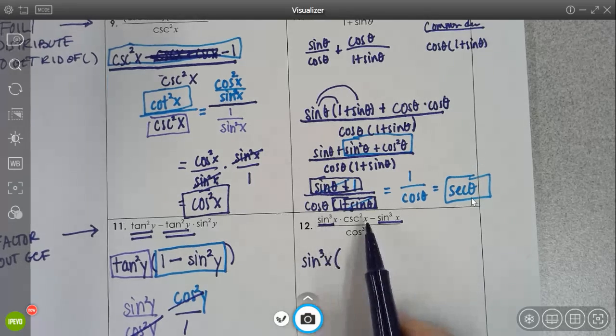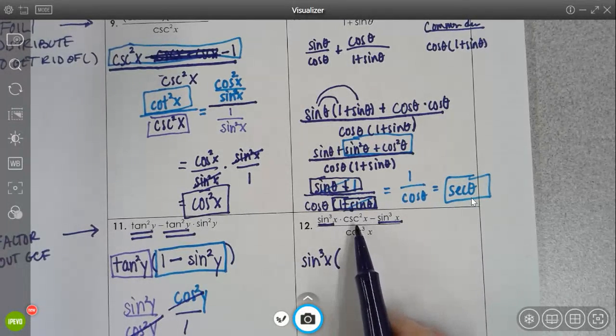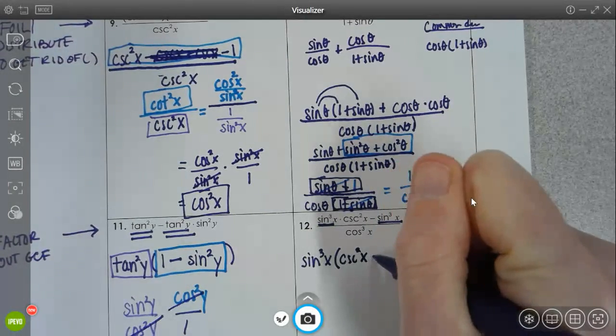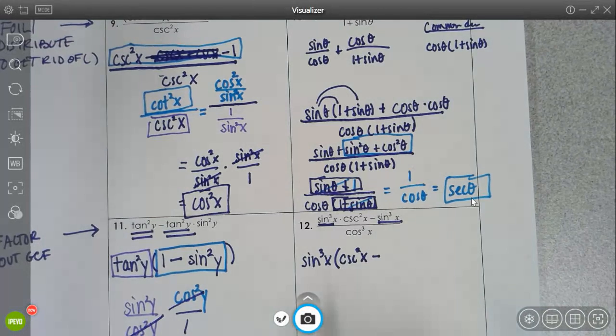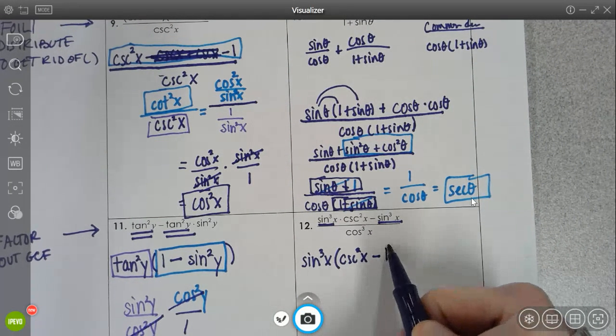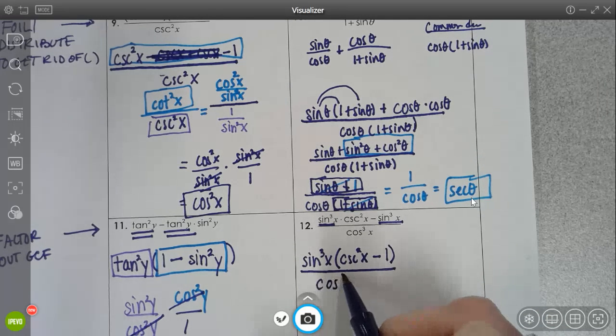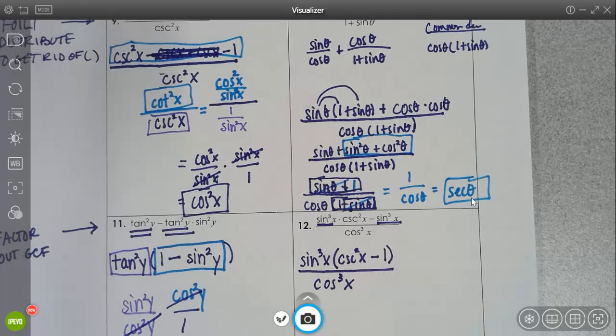So if I divide this first term by sine cubed x, I'm going to be left with cosecant squared x. Then my minus sign. And if I take sine cubed and I factor out sine cubed, I'm going to be left with 1. And that's all going to go over that cosine cubed x.